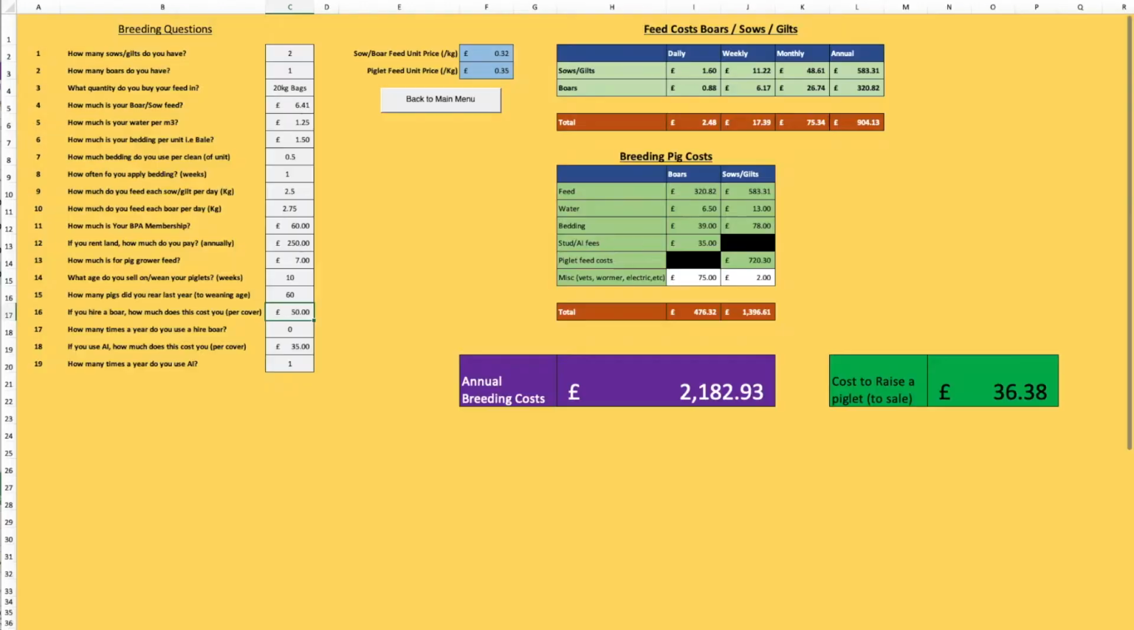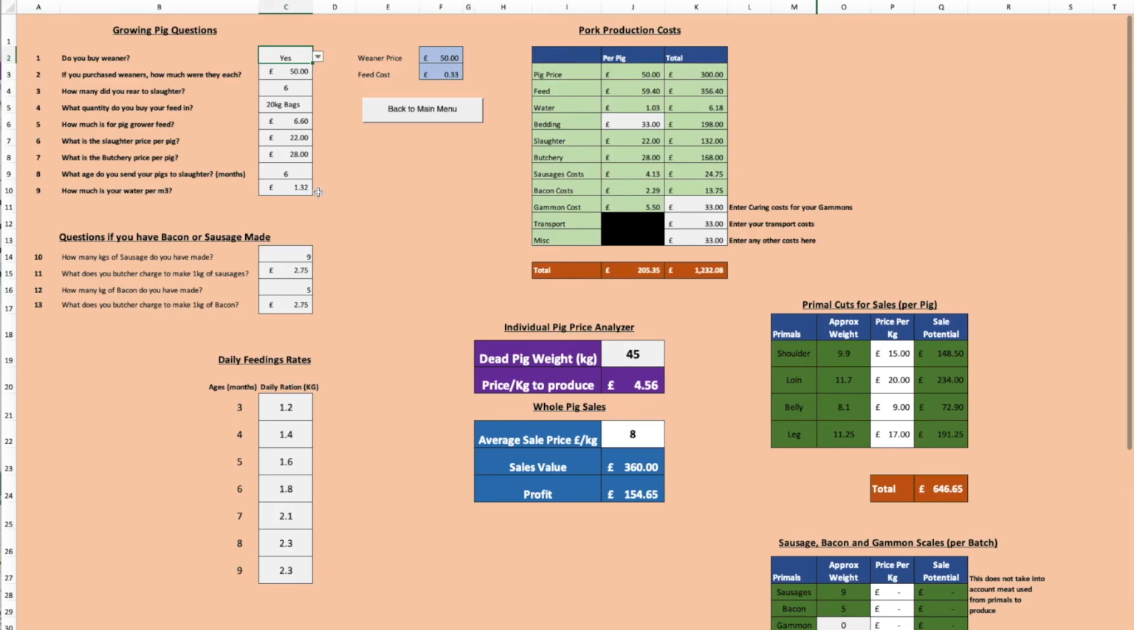However, if I say that I don't buy my weaners, it will use the value to calculate the cost that was worked out over here, the £36.38, to work that out. And I'm going to say that I only raised 3 this year. And again, these are your food values, how much you pay for your grower and whether you buy it by the tonne. And then there's obviously the slaughter price for your pig.